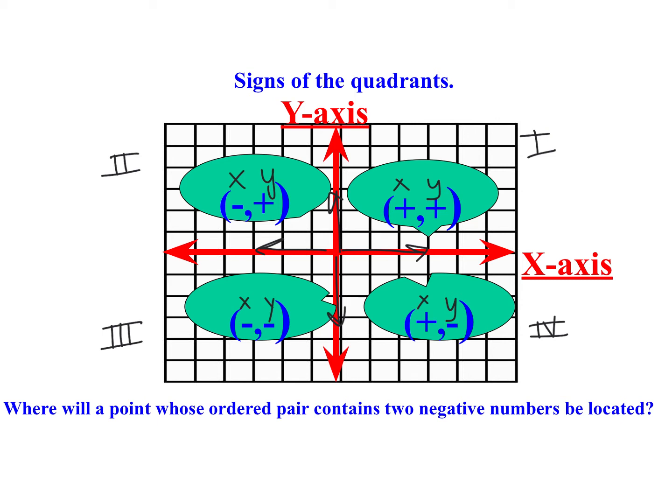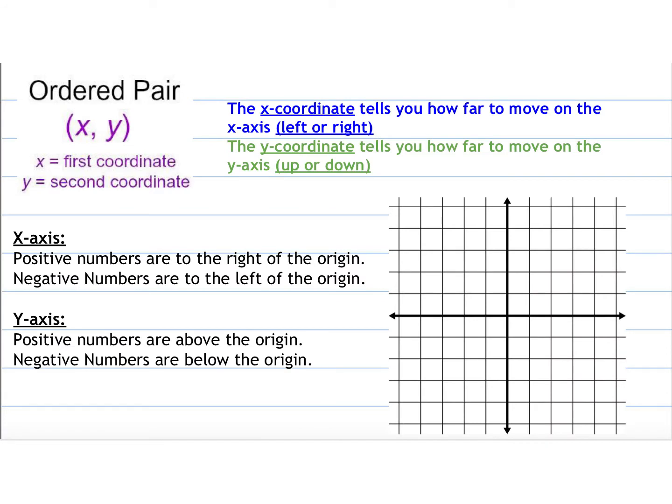So here's our question here. If we have a point whose ordered pair contains 2 negative numbers, so that means the x is negative and the y is negative, where will it be located? It will always be in quadrant 3. Okay, so again, ordered pair. The x is the first coordinate and y is the second. And the x tells us left or right, and the y tells us up or down. We always move left or right first, and then we move up and down second.